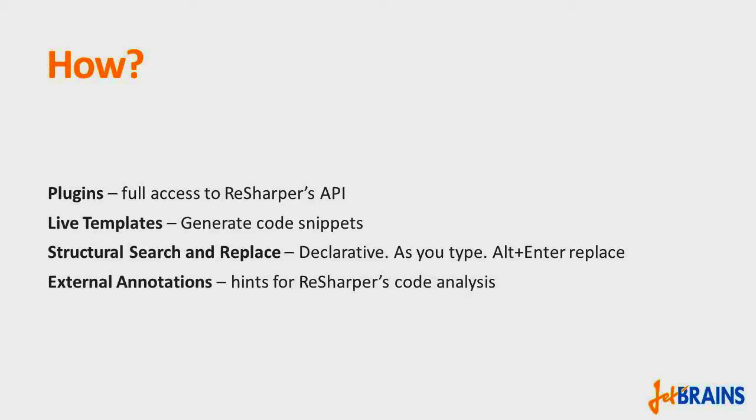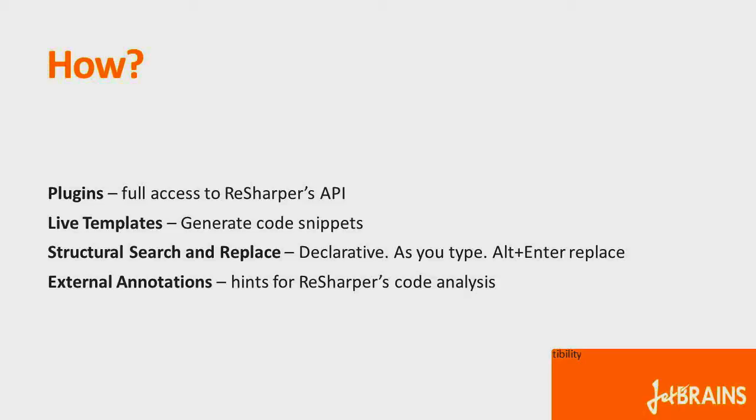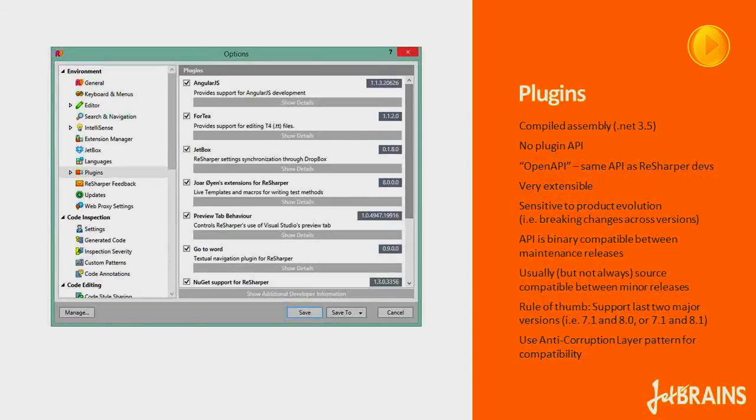Structural search and replace is a very powerful feature in ReSharper, which is perhaps underused. It's a declarative way of searching your code for a pattern of code, not just for text, but for a pattern, and allows you to replace that code in a structured manner as well. And then finally, of course, there are external annotations, which provide hints for ReSharper's code analysis. We'll have a look at these in more detail now. So we'll start with looking at plugins.